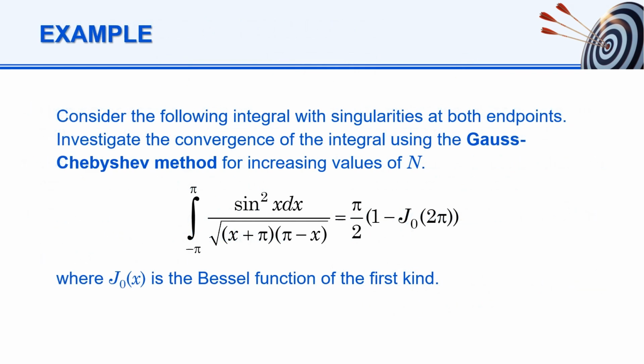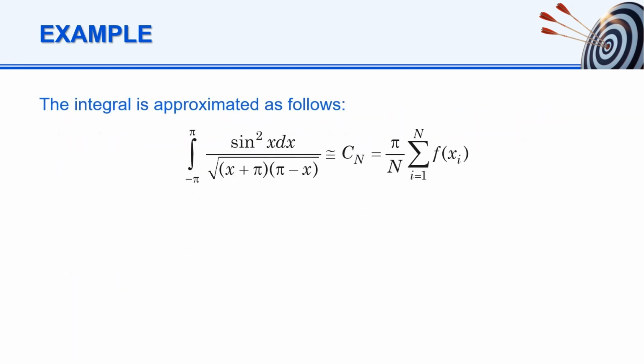Consider the following integral with singularities at both endpoints. Investigate the convergence of the integral using the Gauss-Chebyshev method for increasing values of n. Here, J0(x) is the Bessel function of the first kind. The integral is approximated as follows.